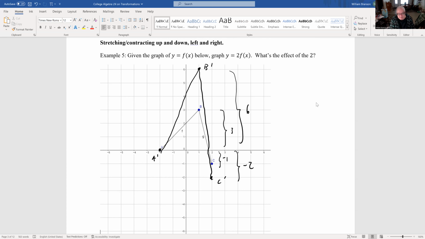So how far the point moves depends on how far it is from the x-axis. The further from the x-axis, if we're 3 units up, the further up you go. And if you're actually sitting on the x-axis, you don't go anywhere because 0 times 2 is just 0.